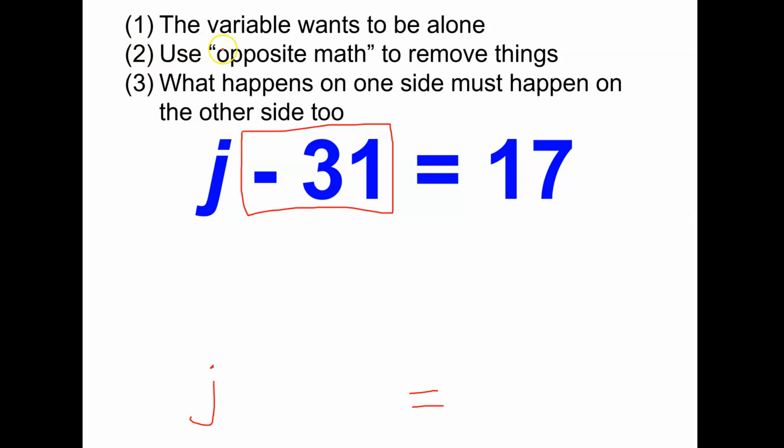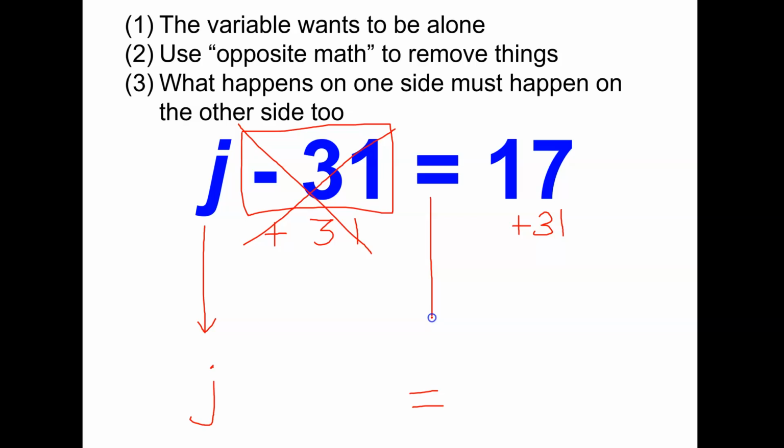Rule number 2 says we use opposite math. The opposite of minus 31 is plus 31. But remember, what happens on one side has to happen on the other side too. So let's add 31 on the right side as well. Now we see what happens. The j comes down unchanged. Minus 31 plus 31 are opposites, so we cross them out. They blow each other up.